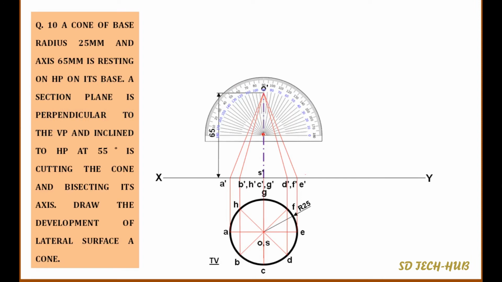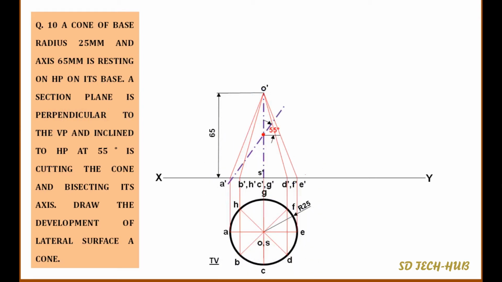Then take a protractor, measure an angle equal to 55 degrees and draw a section plane. So this is a section plane which is inclined at 55 degrees with the HP. Now remove the upper portion of the cone and highlight the bottom portion with a dark line. Now we have to develop this portion of the cone in the development. So in this way we have completed the front view of the cone.